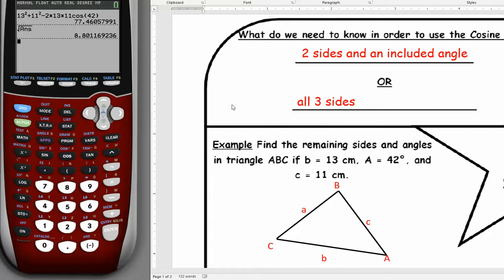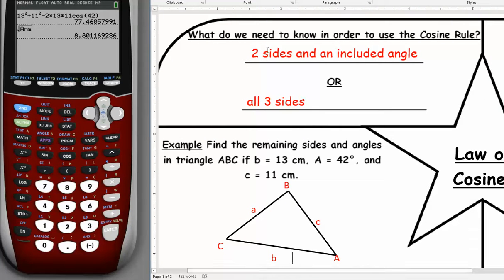Alright, geometry students, we're back this time with a Law of Cosines video. Law of Cosines, what do we need to know in order to use Law of Cosines or the cosine rule?